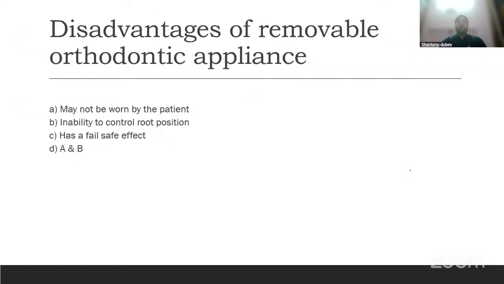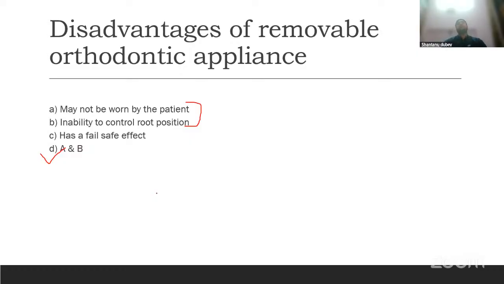Disadvantages of removable orthodontic appliance: may not be worn by the patient. Of course, it is totally dependent upon the compliance of the patient. So, may not be worn by the patient. Yeah, that can happen. Inability to control root position. Obviously, I told you, removable appliances, torquing is very difficult to control. Has a fail-safe effect. Okay. So, two options are correct, A and B. There is no question for fail-safe effect, C.